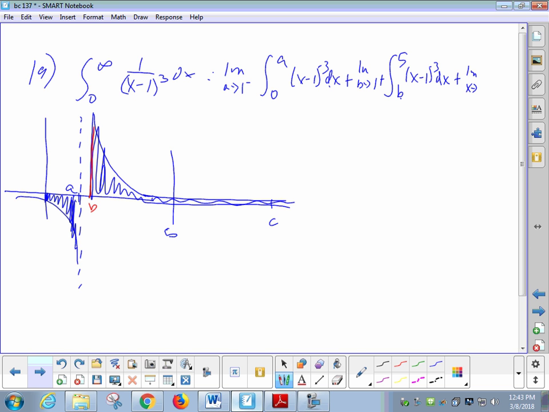Now, 5 is obviously totally arbitrary. You could have done it at anything above 1. But from 5 to C.